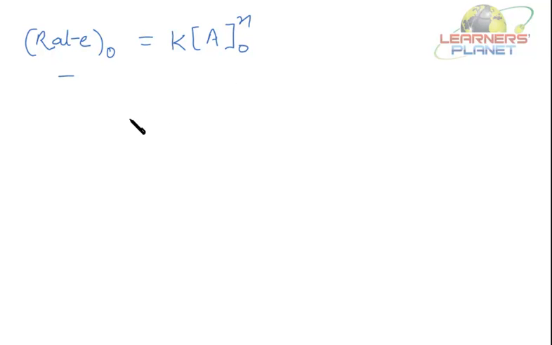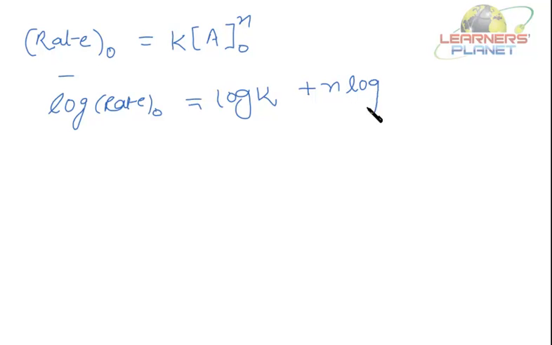Now let's take the logarithm on both sides. So it will be log of rate initial, and that will be equal to what? Log of K, and n log of A naught. This will be the thing. Now this log K will be log K dash.